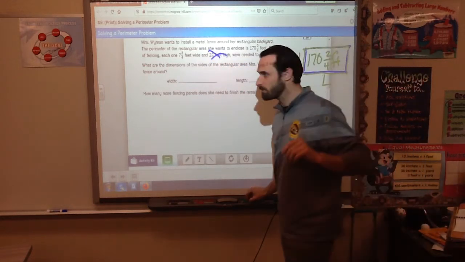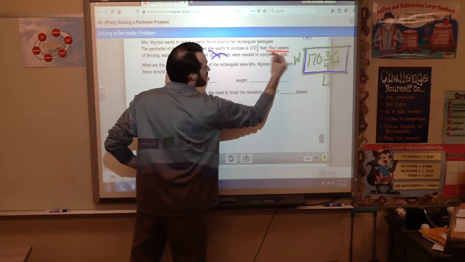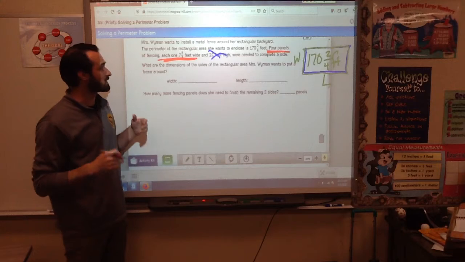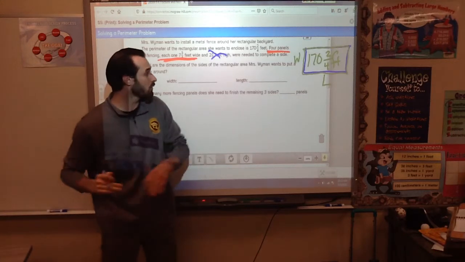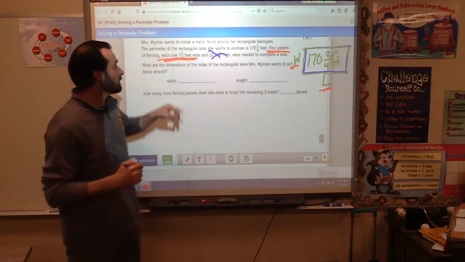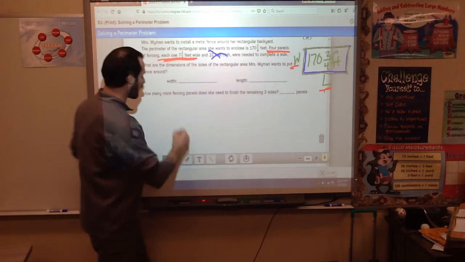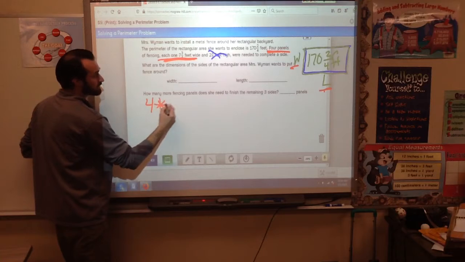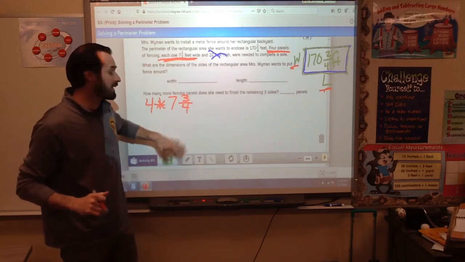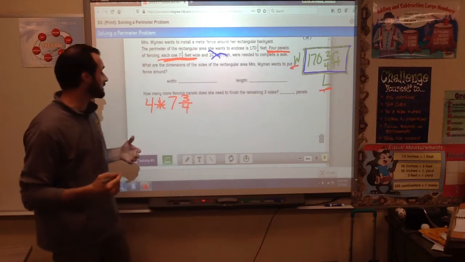So what we need to do first is, they tell us that it took 4 panels of fencing that were 7 3/4 feet wide to complete one side. Now we don't know if that's the width or the length, so that's where we have to decipher this. But the first thing we know is that one side of this is 4 times 7 3/4. You might want to have some scratch paper in case we run out of space here to work. I'm going to do all my work on here, and I'm going to have to do some erasing because I don't have enough space to do everything.